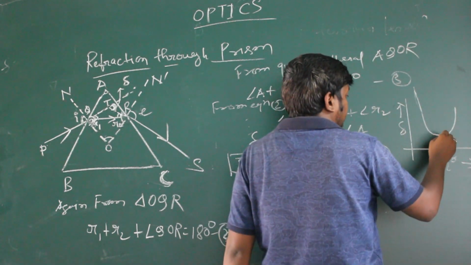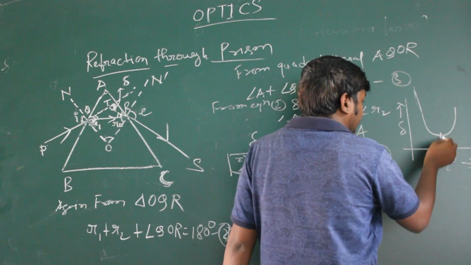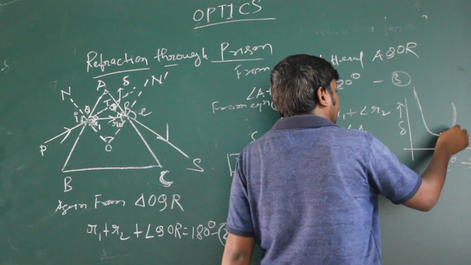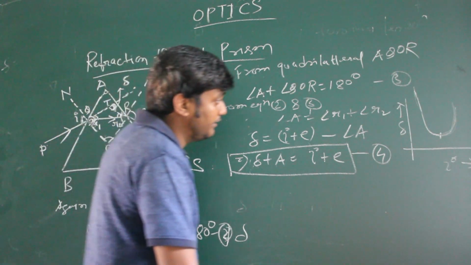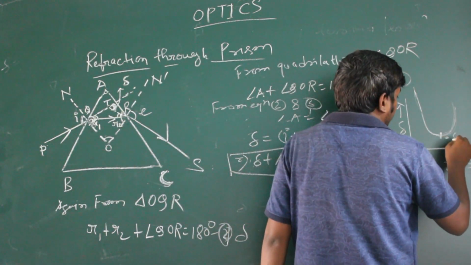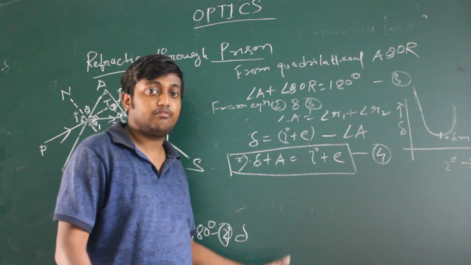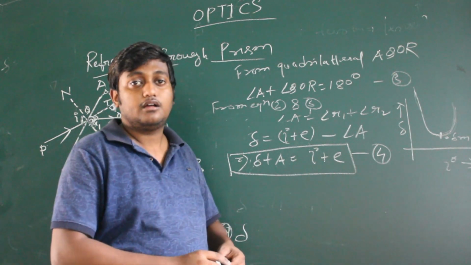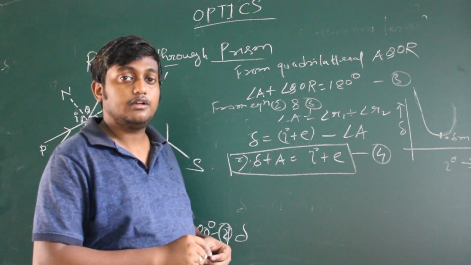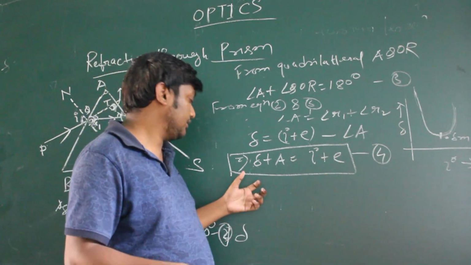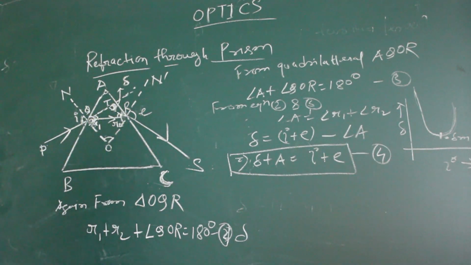After a certain point, it will again increase with increase in angle of incidence. So this point where the angle of deviation is minimum is called the minimum angle of deviation. We will do a practical with this prism. You have to plot this graph.